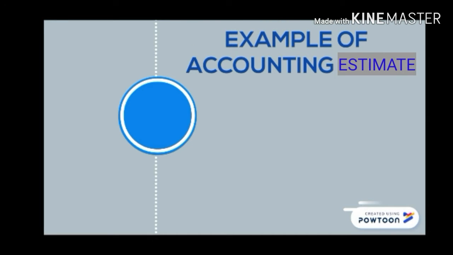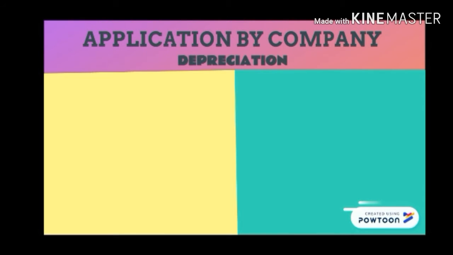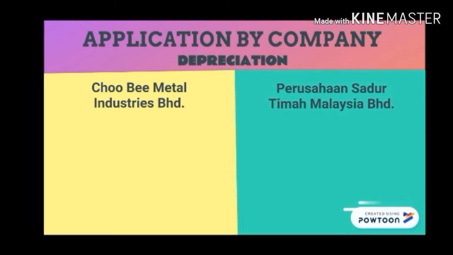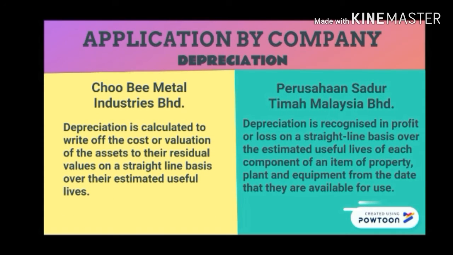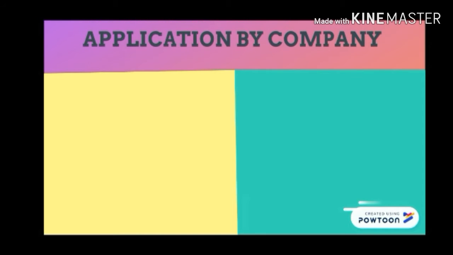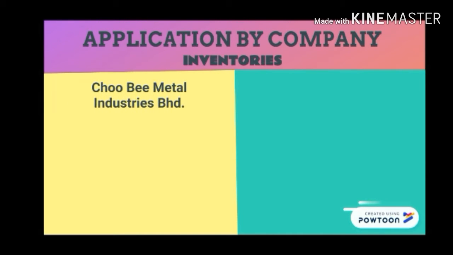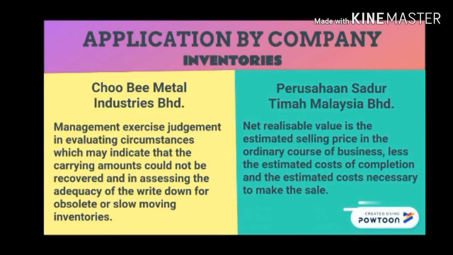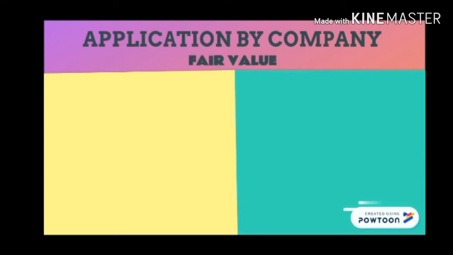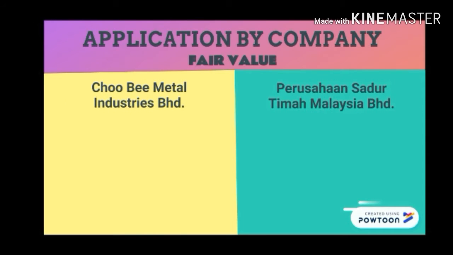Examples of accounting estimate are depreciation and fair value. Application by the companies on accounting estimate in the scope of depreciation is as below. Second application by the companies on accounting estimate is inventories. Third application by the company is fair value.